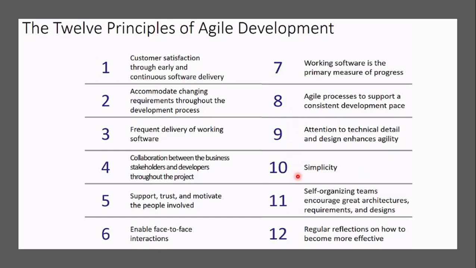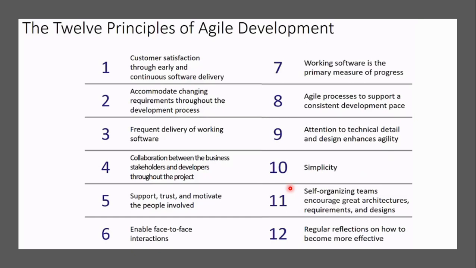Attention to technical details as usual. Simplicity, again, try to avoid any unwanted features or any unwanted complex features, and keep it simple. Self-organizing teams: they encourage, in Agile, one of the primary factors, that you encourage small development teams rather than large development teams. And your teams are also multi-talented and cross-functional.